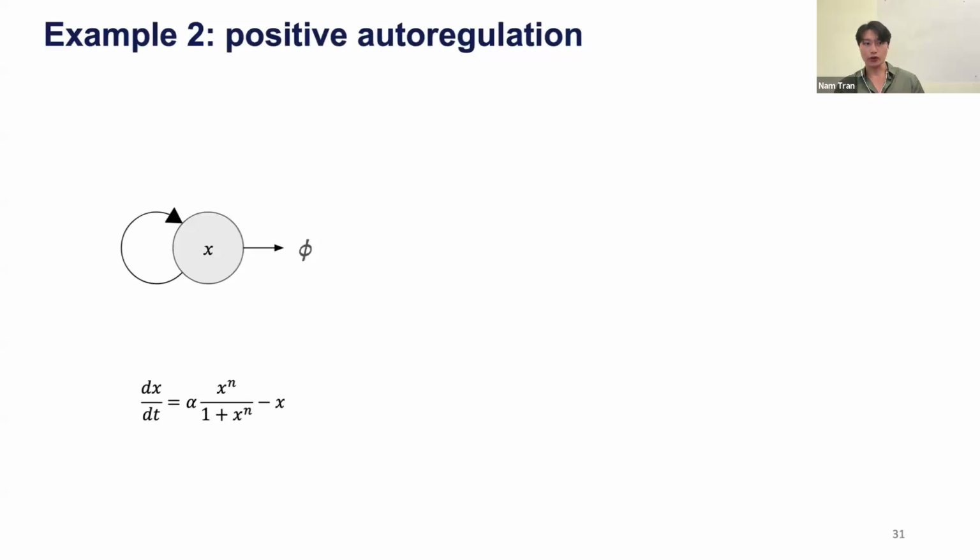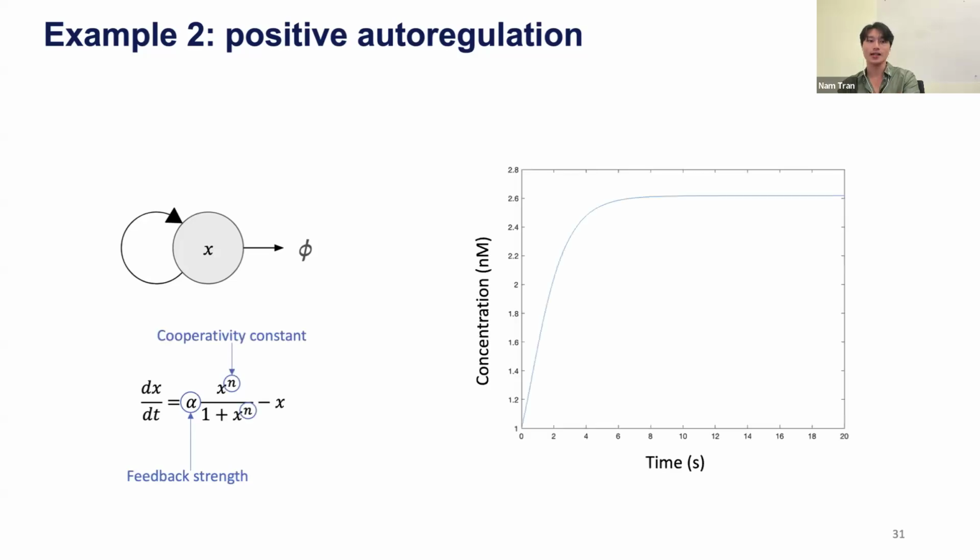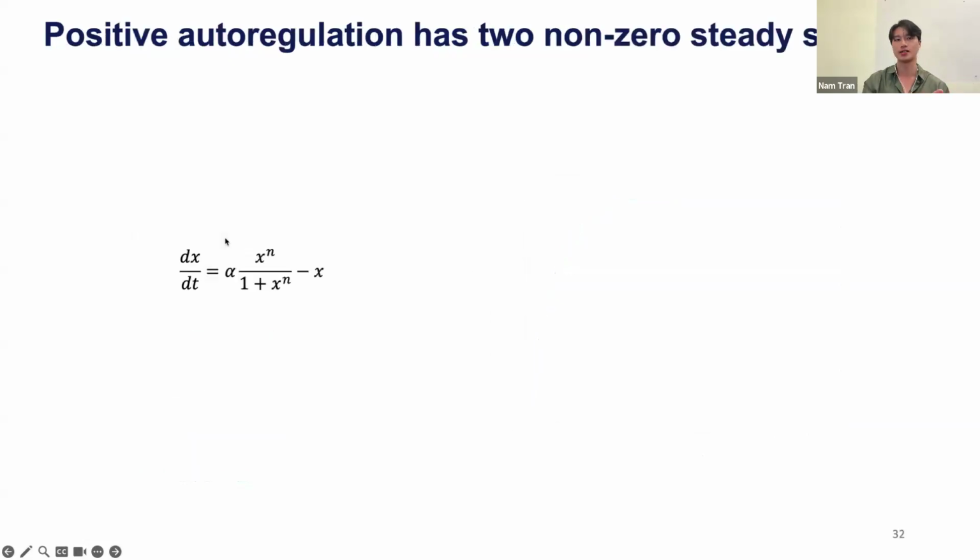Example 2 is positive autoregulation. So here, again, recall the diagram and the dynamical equation describing the population of X. And it's dependent on the feedback strength and cooperativity N. And again, what it does in time is that it pushes an initial condition into some steady state. But I should have shown the previous two plots next to each other. This one takes longer to do that. So by changing the arrow, you change the timescale in which this happens. But the important thing is it has non-zero steady states.